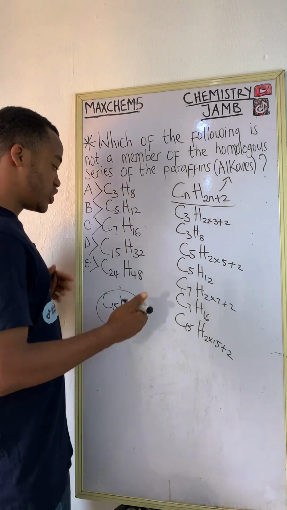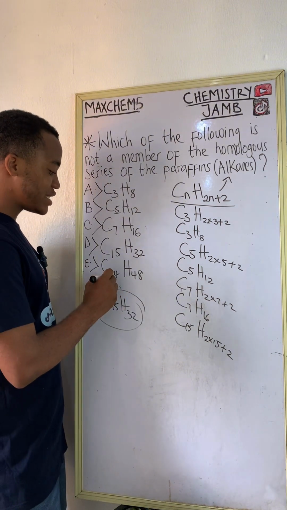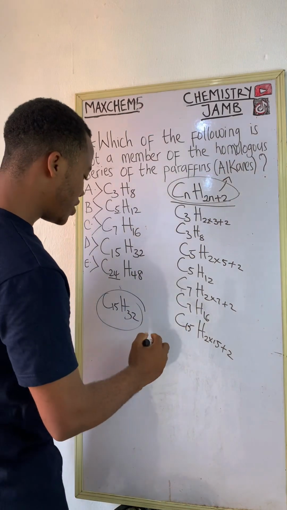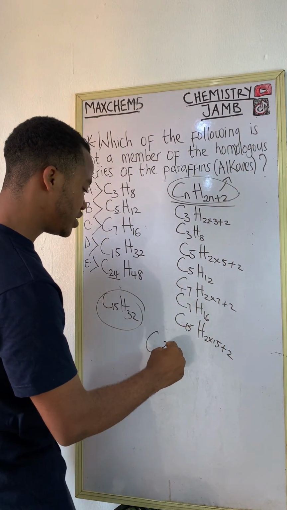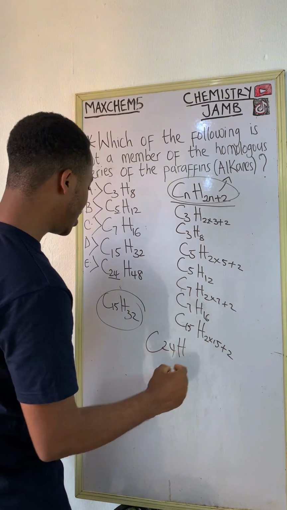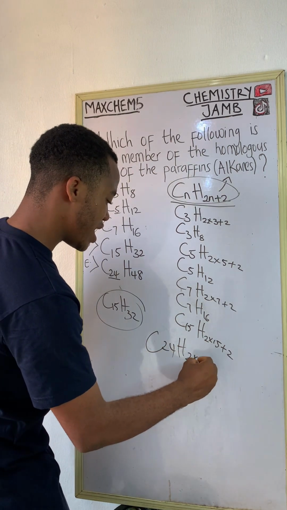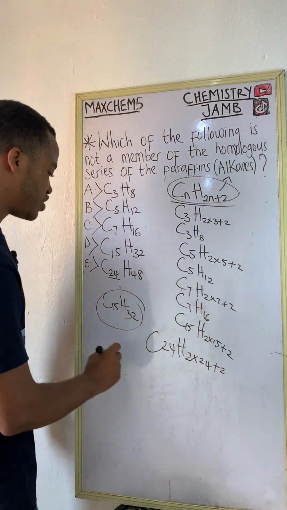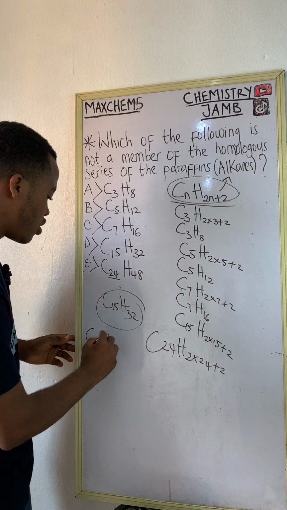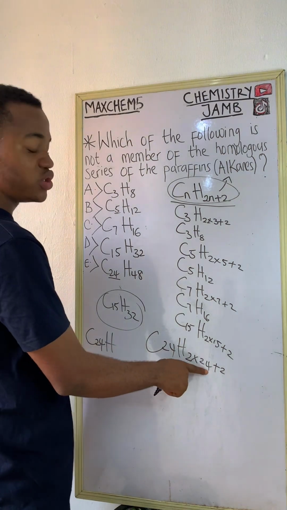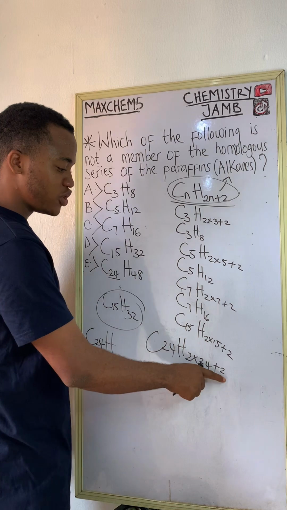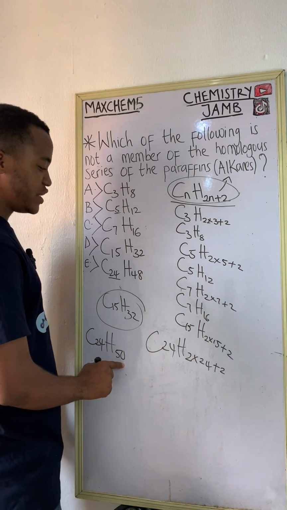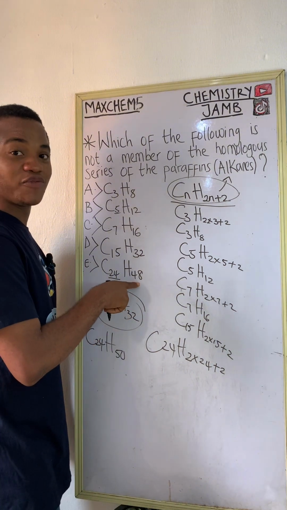So now the remaining option is option E. It has 24 carbon atoms. So let us put it in this formula. We are going to have C24H2 times 24 plus 2. So C24H. 24 times 2 is 48. 48 plus 2 is 50. So it's supposed to be C24H50, and this is C24H48.